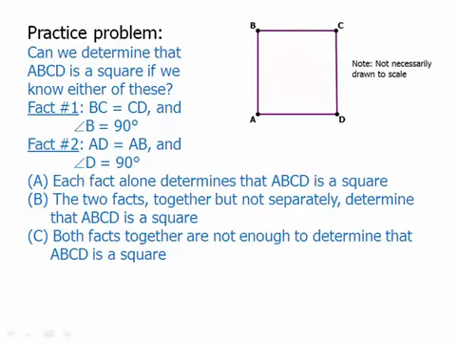Here's a practice problem. Pause the video and then we'll talk about this. Okay, this is a very odd question format. Can we determine that ABCD is a square if we know either of these? So fact number one: BC equals CD, and angle B is 90 degrees. Fact number two: AD equals AB, and angle D equals 90 degrees. And so the question is, using just one of them, can we determine that it's a square? If we put both of them together, is that enough to determine that it's a square? Or even if we put them both together, it's not enough to prove that something is a square.